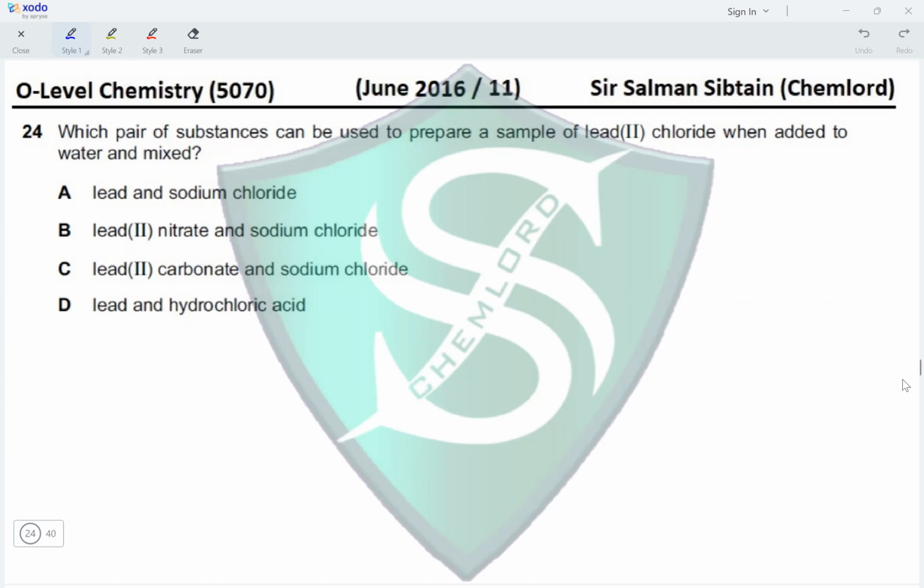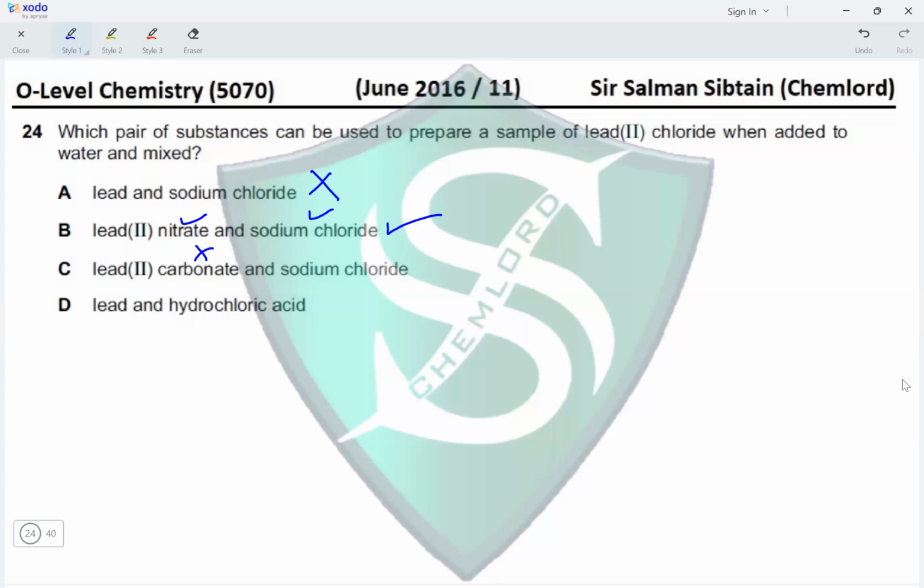Option A is lead and sodium chloride. Lead and sodium chloride will not react with each other. Sodium chloride is neutral. Lead(II) nitrate is soluble and sodium chloride is also soluble. They will react to form lead chloride, which is insoluble. So this is how it is done. This, or lead nitrate with HCl. Lead(II) carbonate, which is insoluble, and sodium chloride. So no reaction will take place in this case.